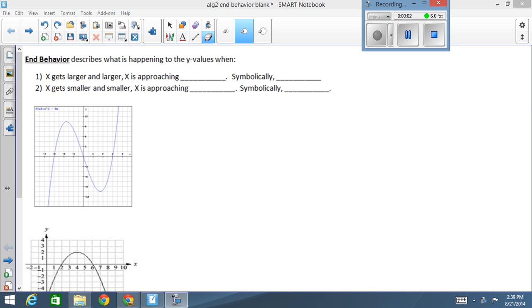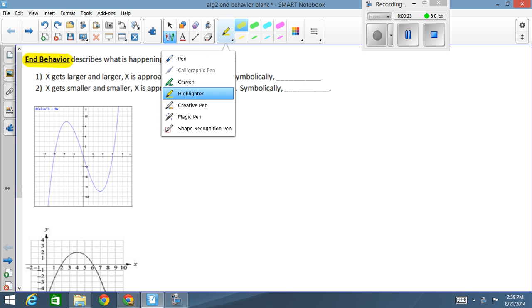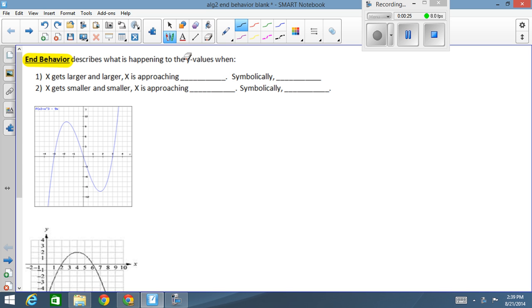Okay, so another characteristic of functions that we're going to talk about is end behavior. And by end behavior, essentially we are talking about what is happening at the ends of the function in either direction. Okay? So as with some of the other things we've already talked about with functions, our focus is going to be on the x-axis.